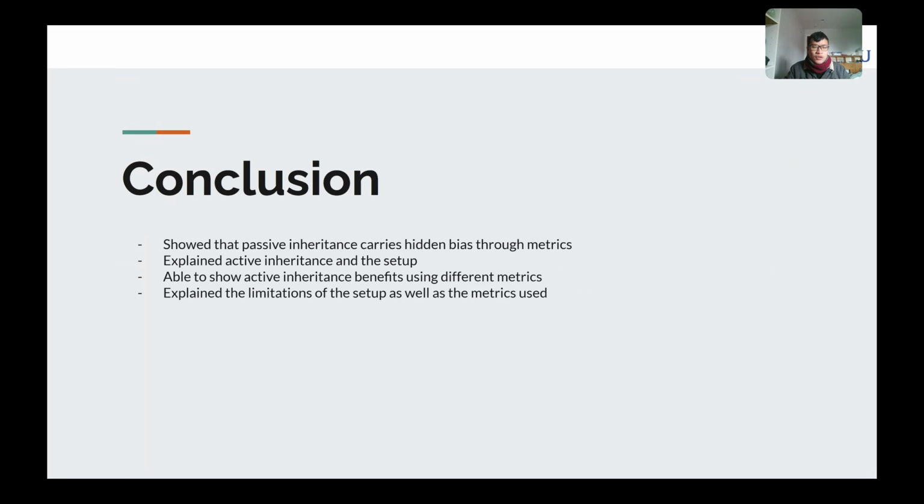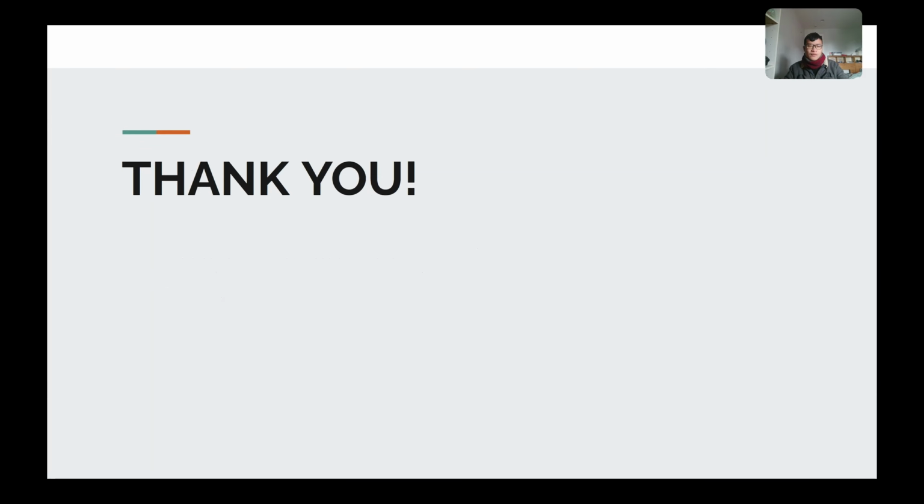So, in conclusion, we were able to show that passive inheritance carries hidden bias in metrics. We explained active inheritance and its setup. We were able to show the benefits of active inheritance using different metrics, and explain the limitations of the setup as well as the metrics used. Thank you.